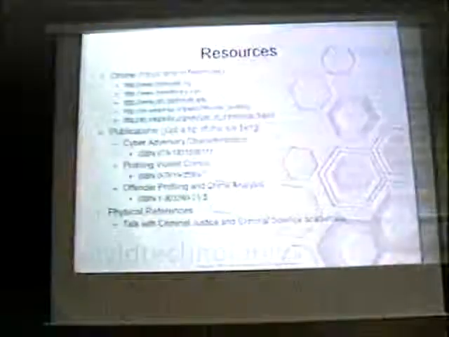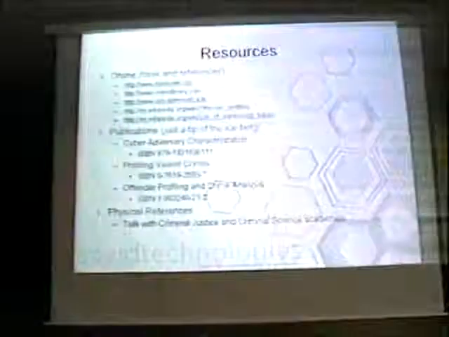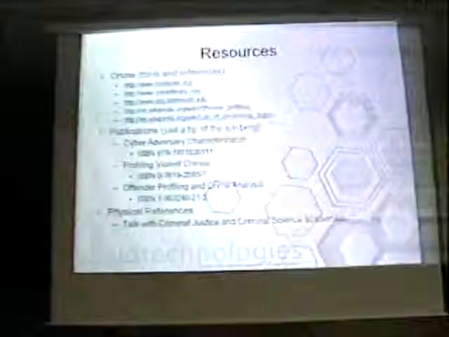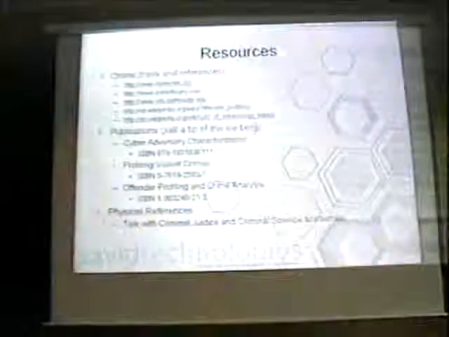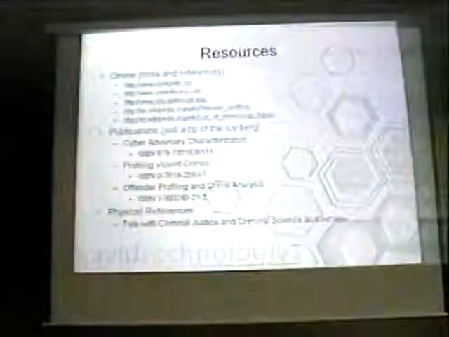Resources: honeynet.org, lots of good tools, lots of good resources, Crime Library, Dartmouth University, Wikipedia has a bunch of links that'll sever off from there. Publications, cyber adversary characterization, and some other profiling books for actually real habitual offenders, physical crimes, and physical resources.